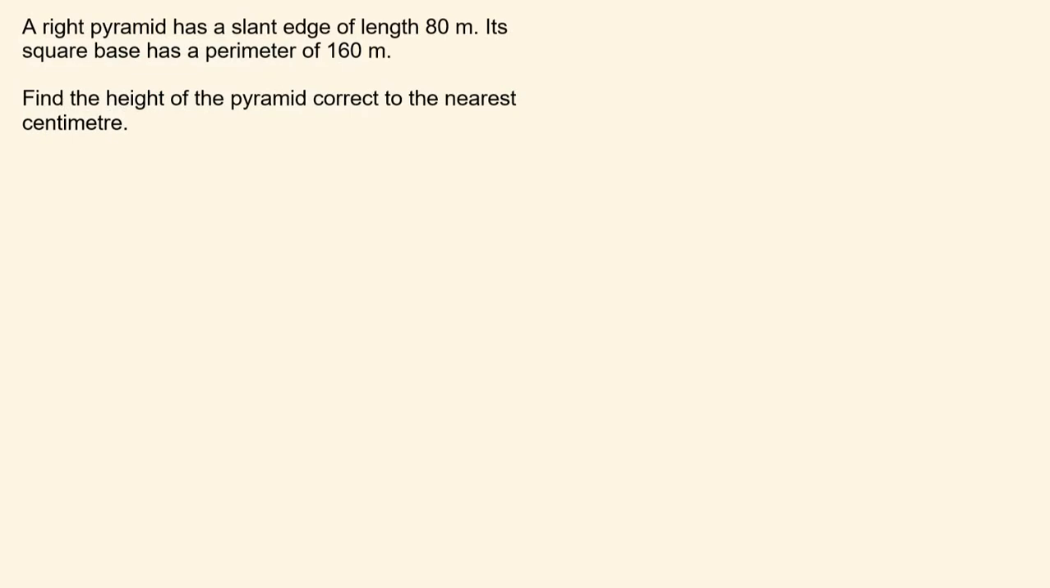You often get examples with pyramids and cylinders. I'm only going to look at an example with a pyramid here. So we have a right pyramid. That simply means that the vertex of the pyramid is above the center of the base, and it has a slant edge of 80. That is referring to this. That's 80.